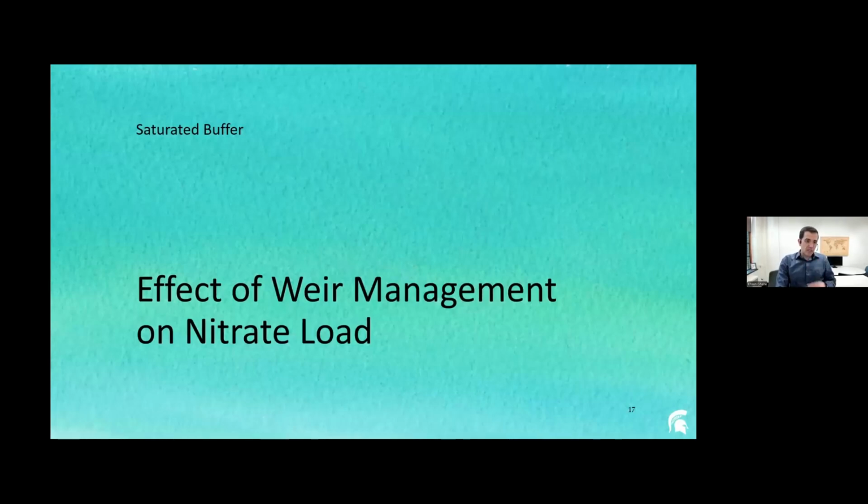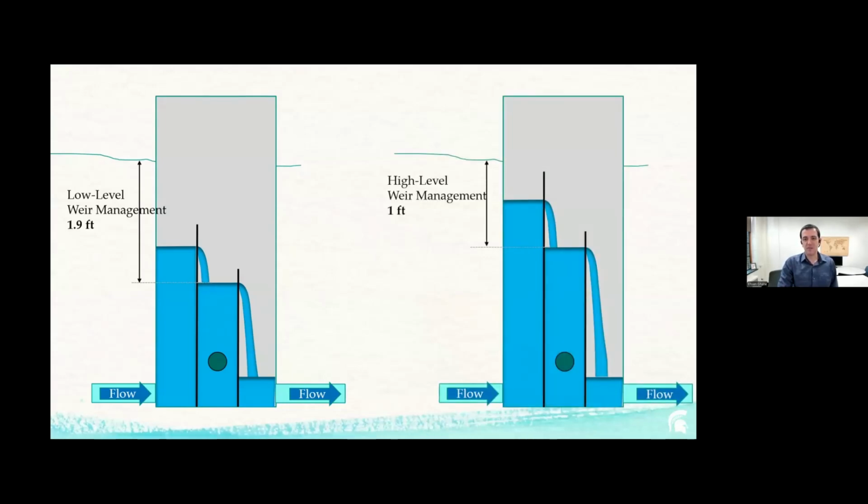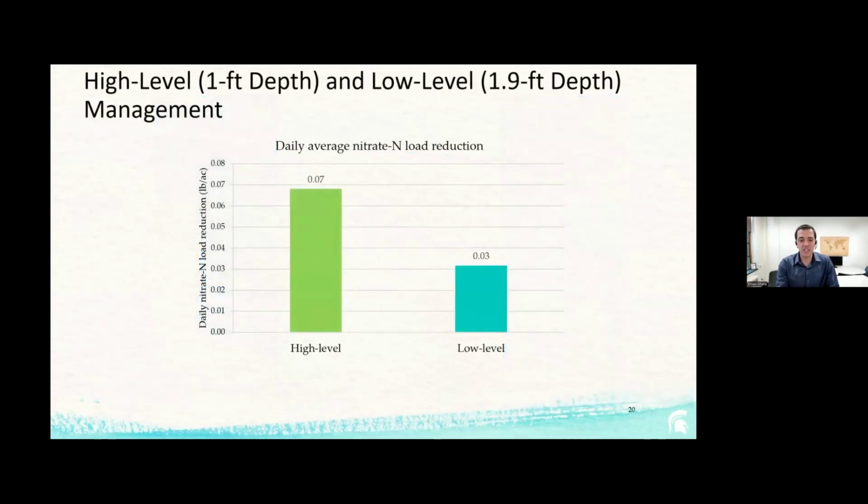So another component is the effect of the weir management. This one is no surprise. You already know this one, but I'd like to share it anyway. Here you got a low-level weir management, about 2 feet depth. And then here we got a more aggressive one, which is closer to the surface, about a 1-foot depth. So there's a difference, about a foot difference, and then you probably can guess at this point which one is going to perform better in terms of nitrogen load removal, and we expect that. So we expected the high level to be higher, and it is.